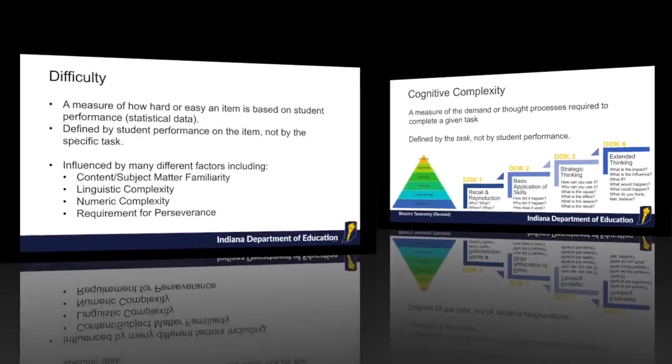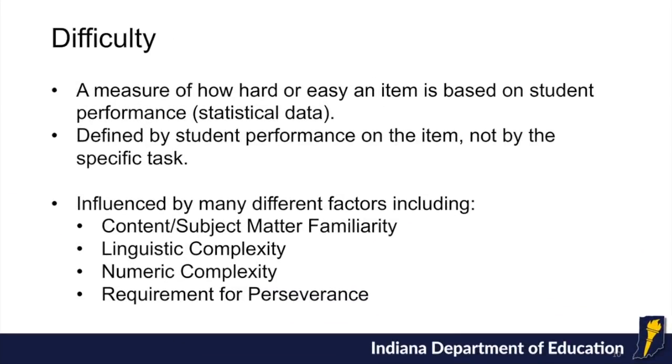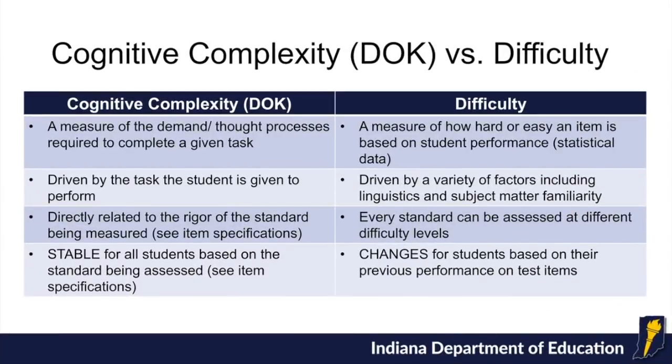Difficulty is a measure of how hard or easy an item is based on how the students perform on that item. This is a statistical measure that may at times be related to the task given, but is not defined by the task. Many different factors may influence item difficulty, including the familiarity of the subject matter, linguistic complexity, numeric complexity, or the requirement for perseverance. While cognitive complexity and difficulty are at times related, they are not directly dependent upon one another.